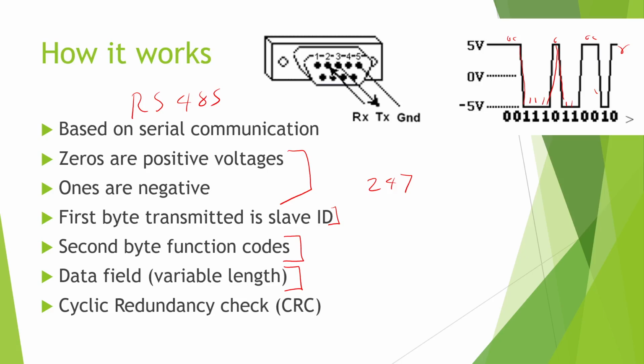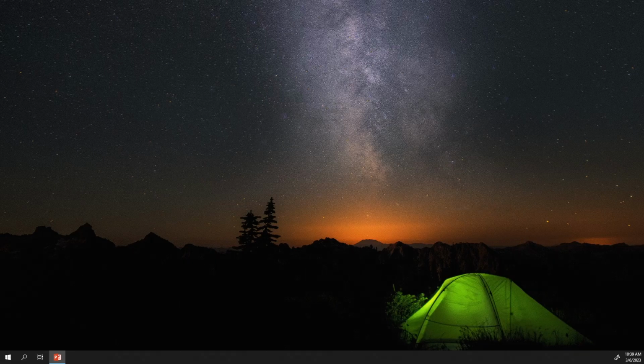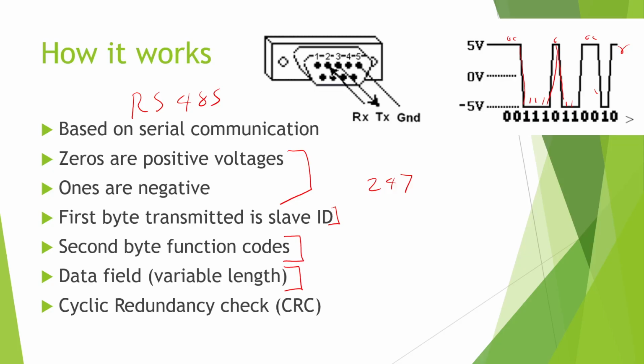CRC does check for errors, like a bit got flipped. It also checks that the bits are in the right order. So it adds a whole other level of error checking. Maybe next class we'll actually talk about how CRC works, but we're not getting into that one today.